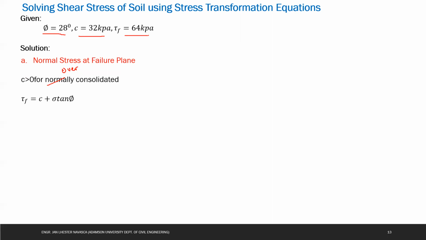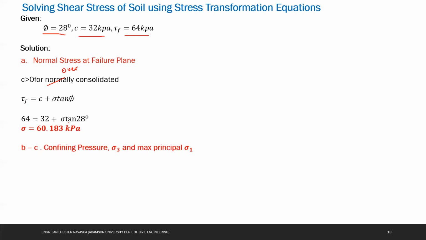Using again the stress transformation equations, your equation of the line is tau sub F equals C plus sigma tangent phi. That is your equation of the line going for the Mohr circle, di ba? That is how you can solve for sigma F, or the normal stress at failure plane. Using direct substitution, tau sub F, which is 64, equals 32 plus sigma tangent 28. You can solve for sigma, which is 60.183 kPa.